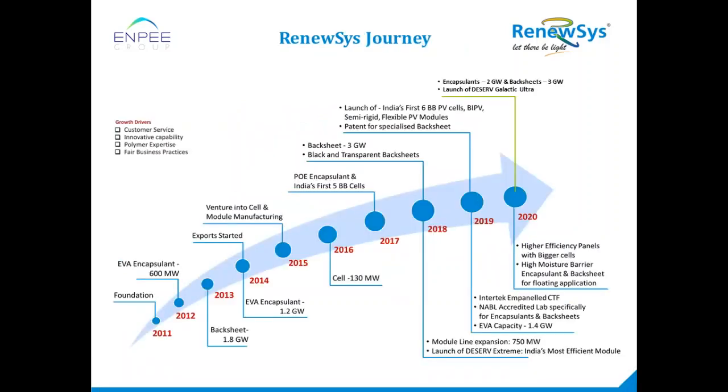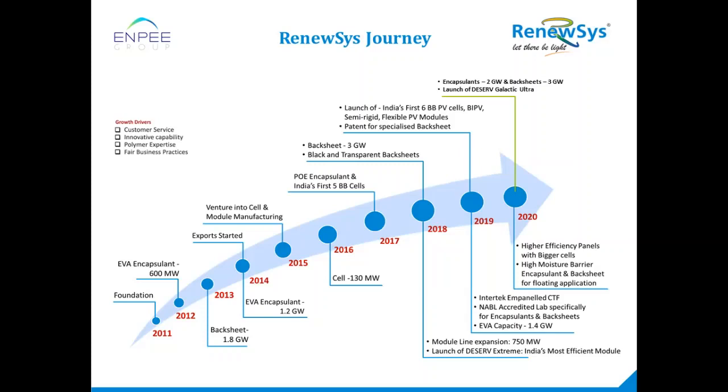So this has been the Renewsys journey. We started our business in 2011. We started with manufacturing EVA and backsheet, and gradually we also ventured into the cell and module manufacturing in 2015. That's when we were a 300 megawatt company. We developed the market in India and also started exporting modules.